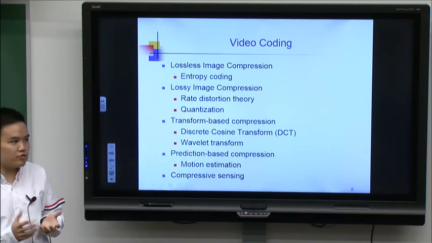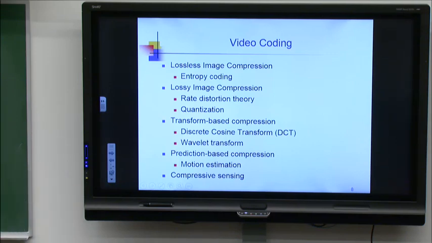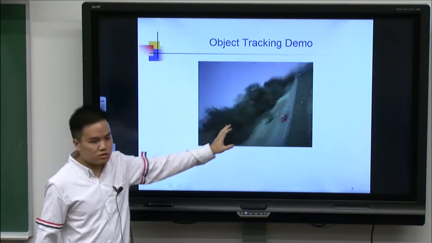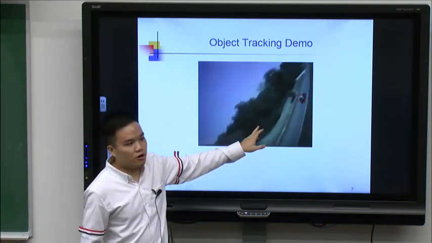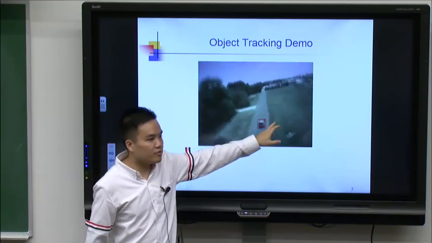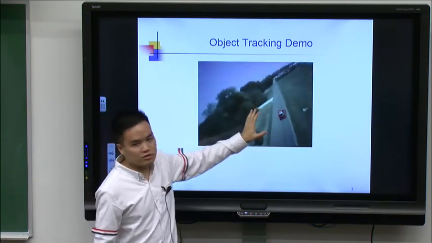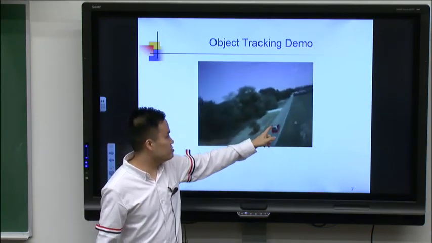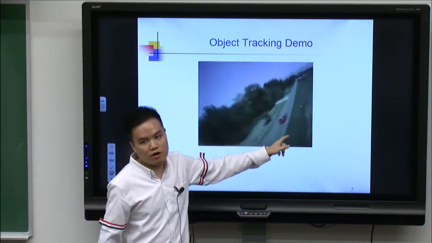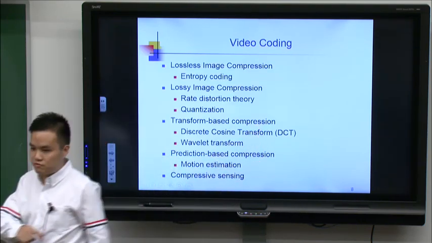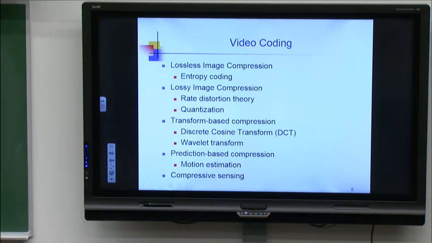For example, I will take a simple one. If you have this kind of image, the only moving part is the car. So the algorithm can smartly detect the moving part. And let's suppose the background is still, right? This algorithm can just extract the moving part and only encode the moving part, and the rest can be taken from the previous frame. This is called prediction-based compression.